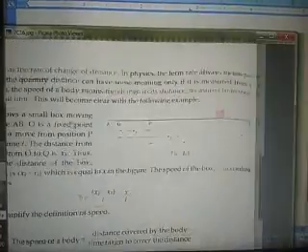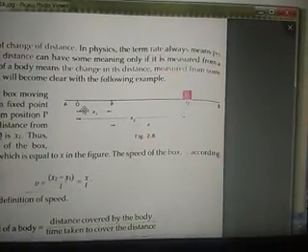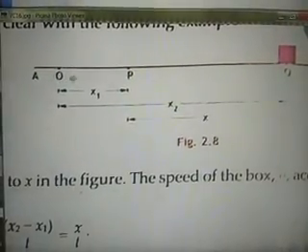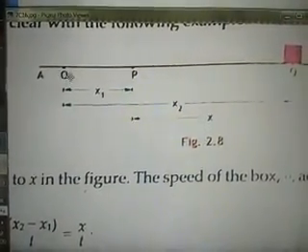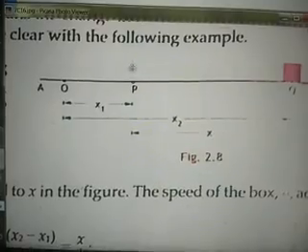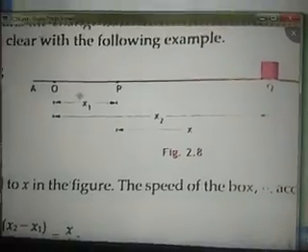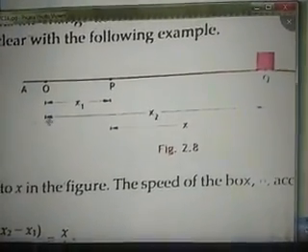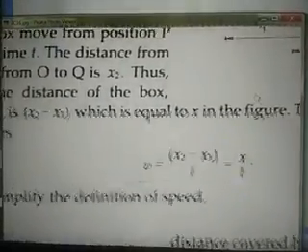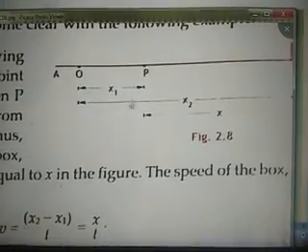Look at this figure here. AB is a straight line, a fixed line. On this line there is a point O, which is a fixed point, and a box is moving on the straight line from point P to point Q. The distance of OP is x1 and the distance from O to Q is x2. So the change in the distance from the point O is equal to x2 minus x1. That gives you the change in the distance.